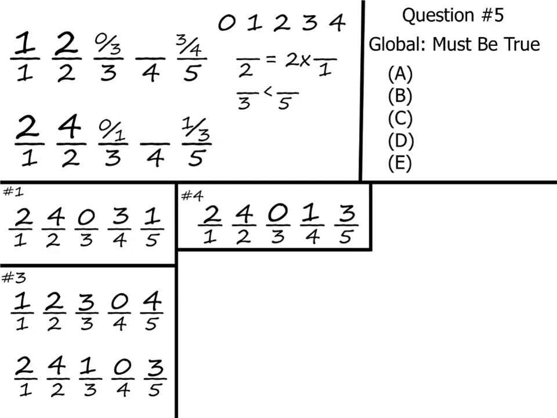Question 5 is another global question, another must-be-true question. What must be true about any particular code? By this late in the game, we have a lot of previous work, so we can use that for eliminations. So proceed to answer choice A.